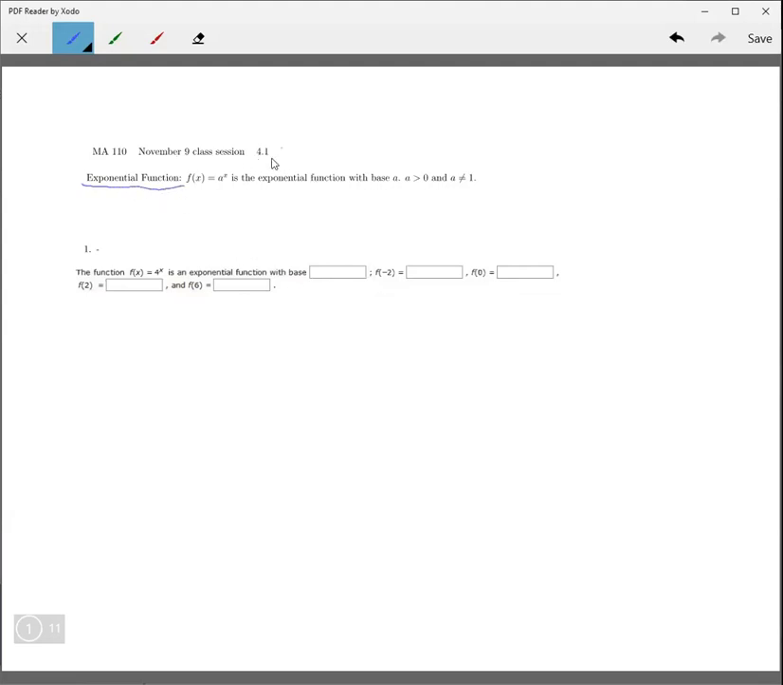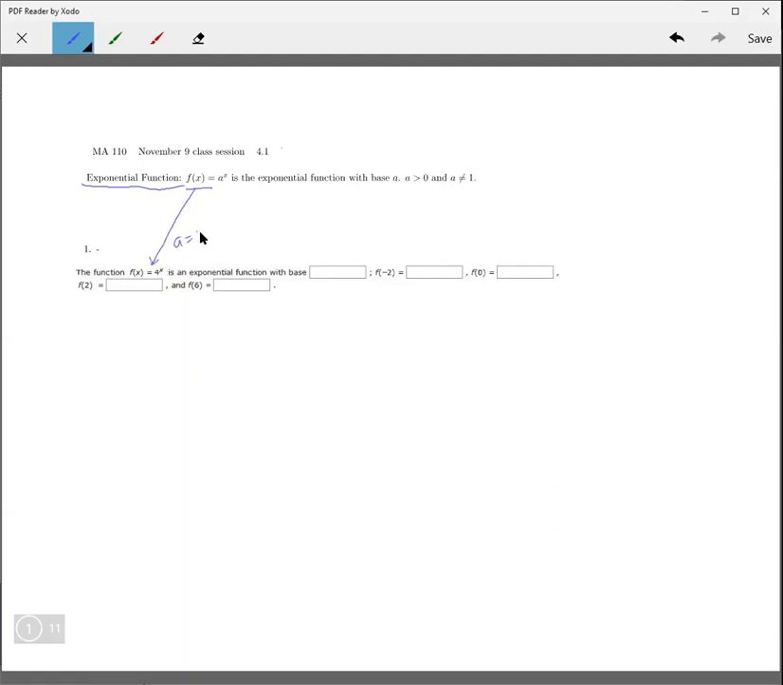Exponential functions is what this section is about. And this is what exponential functions look like. f of x equals a to the x. The base is a, which is going to be a constant. a has to be greater than 0, but it can't be 1. So for example, here, compare this with this.